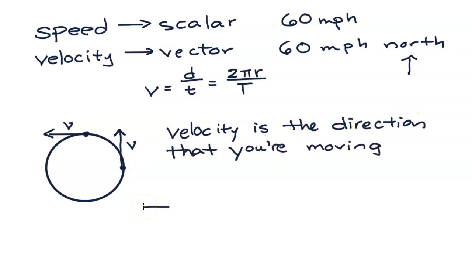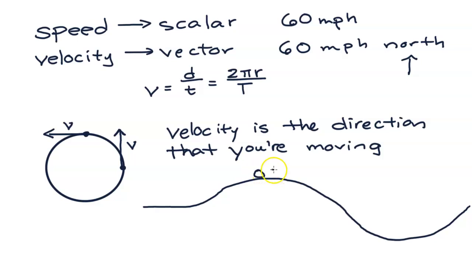Now, let's say that you're driving a car, and then at some point there's a hill. You go up, and then at some point you go down, and there's a dip, and then now you're going back up here. Okay, so let's talk about the direction of the velocity. At the top of the hill, it's just going to be the direction that you're moving. So that direction would just be towards the right.